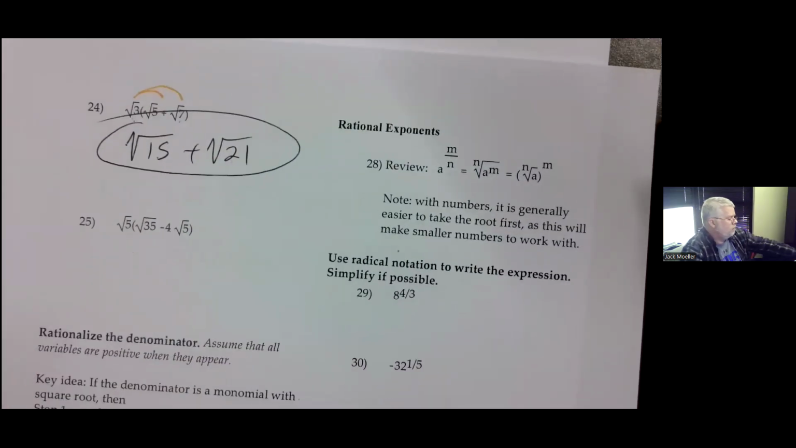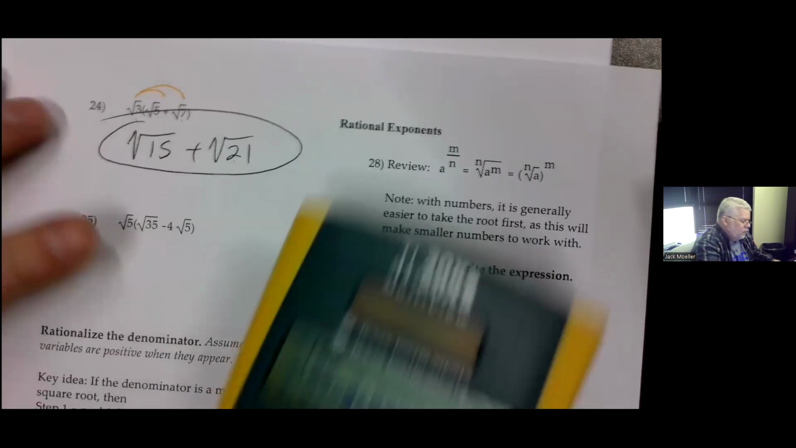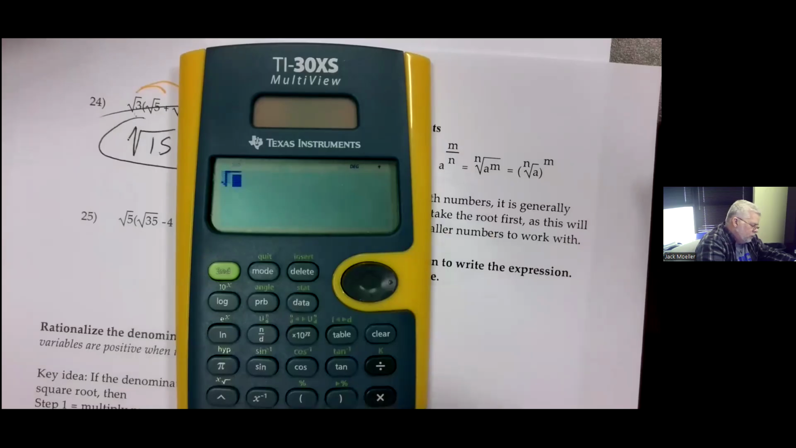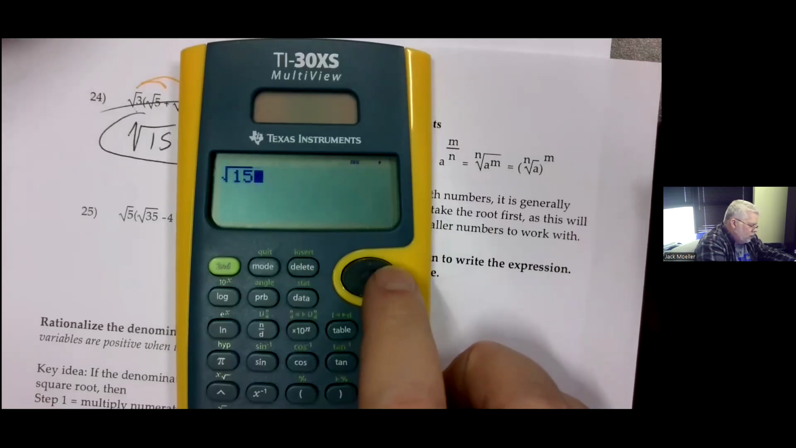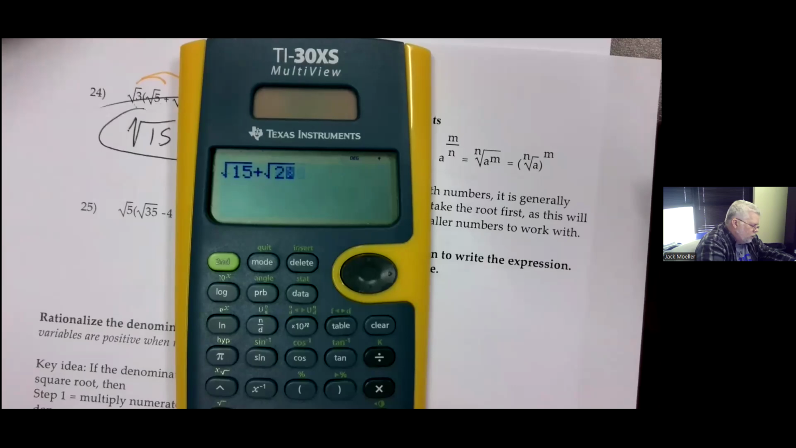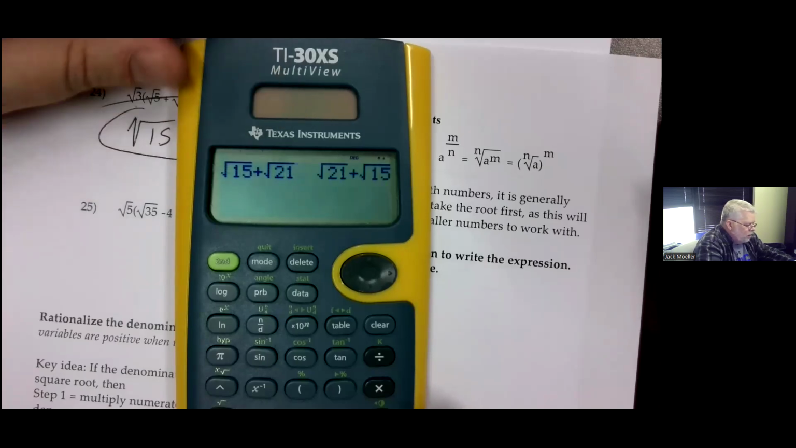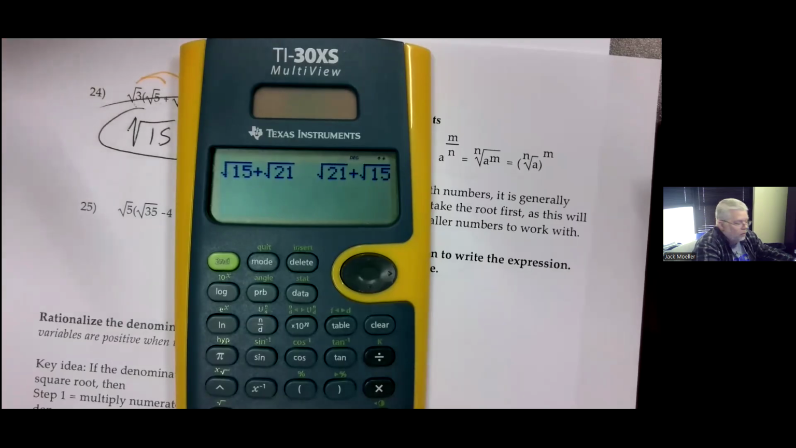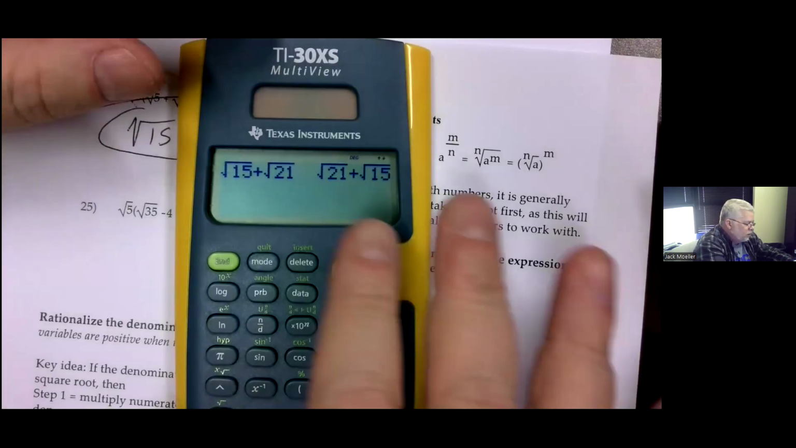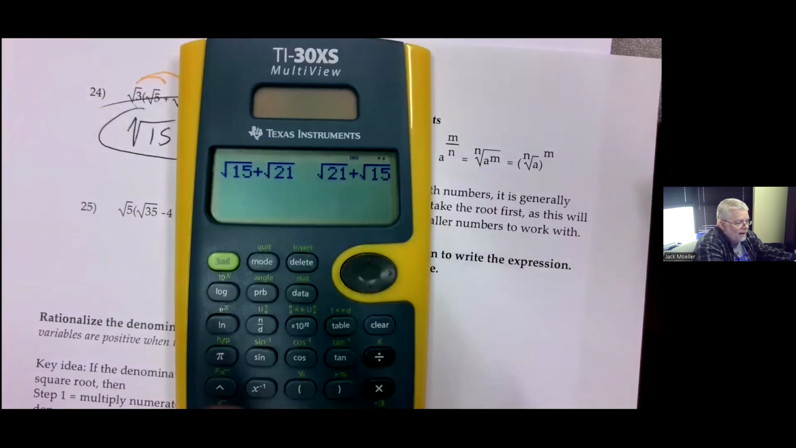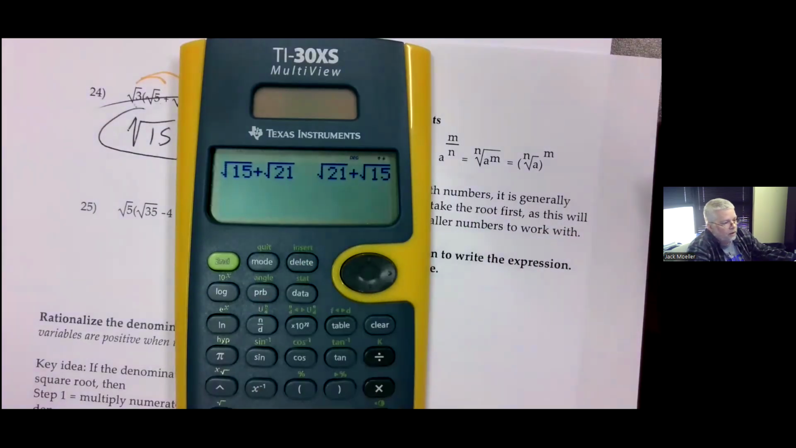How do you know for sure? Go back to this. So if we do square root of 15 plus square root of 21, notice it gives me square root of 21 plus square root of 15. It changes the order for whatever reason, but notice there are no new numbers. So when you put in square root of 21 and get square root of 21 back, it tells you that it's already simplified. There is nothing you can do to simplify.